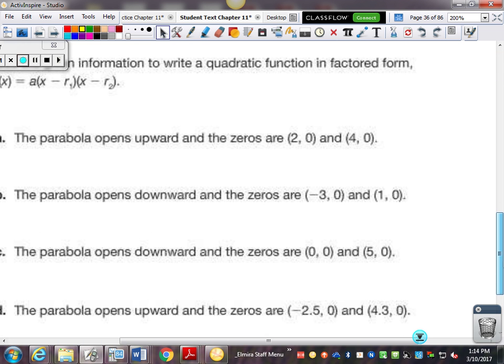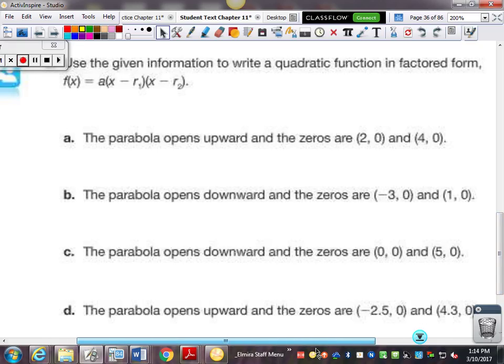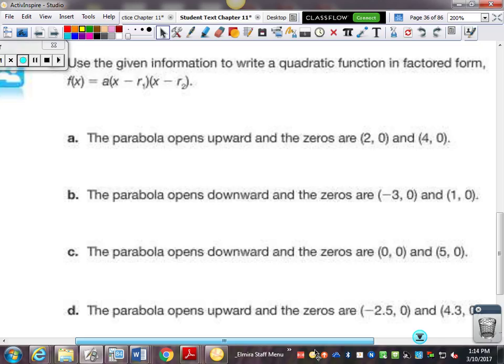Let's come down to the bottom of the next page here, and it says use the given information to write a quadratic function in factored form. So we can put in any a that we want. We have to pay attention to opening upward and downward, but we can use any value for a that we want. And notice that the formula for factored form has x minus r and x minus r. r is just a letter that's going to stand for the x coordinate of the zero. I think the r actually stands for roots, because that's another vocabulary word that means the same thing as zeros and x-intercepts. It's related.